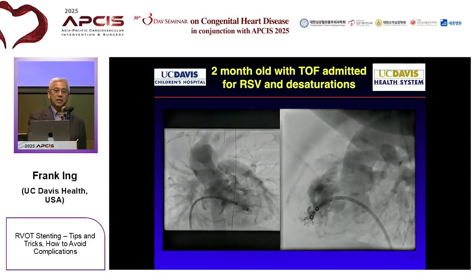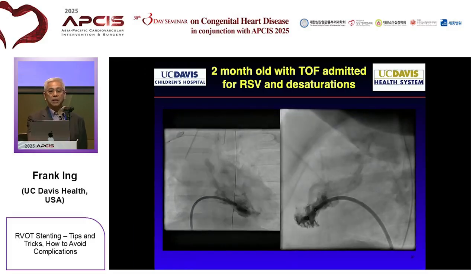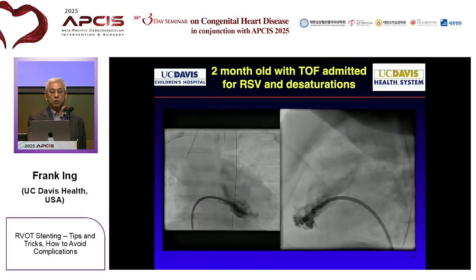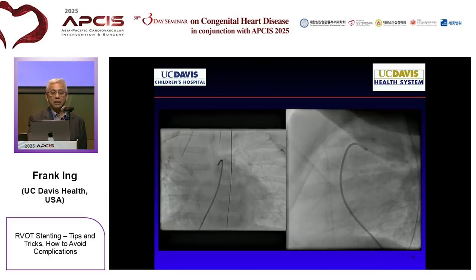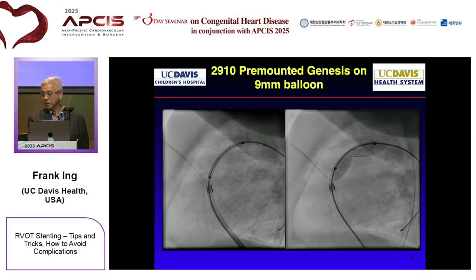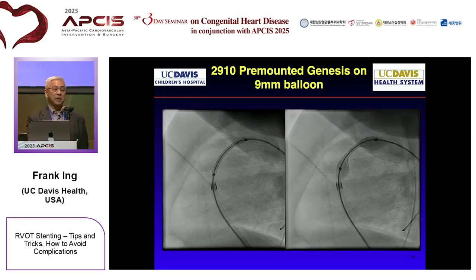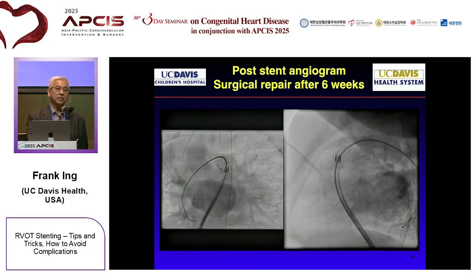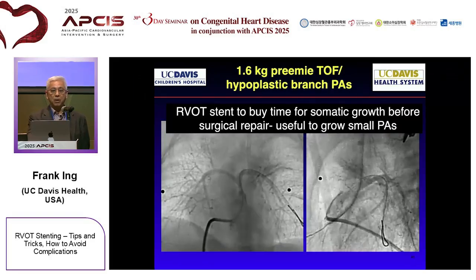A 2-month-old admitted for RSV. Of course, it was fine until he developed RSV. The surgeon didn't want to operate right away, but he's bigger and older now, right? So therefore, you can see how we actually ballooned it and stented. We put in this one because it's an older patient, we used a pre-mounted Genesis that goes over a 6 French system. And you can see that you can actually get that in place. And then the patient went for repair 6 weeks after the RSV infection.